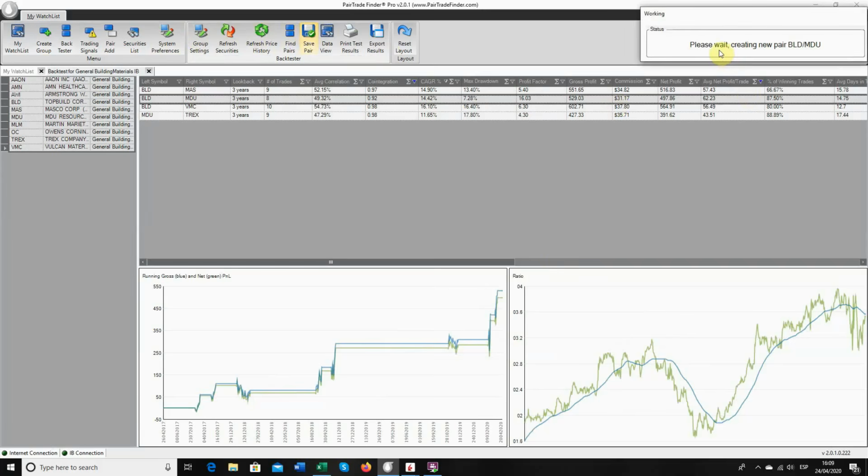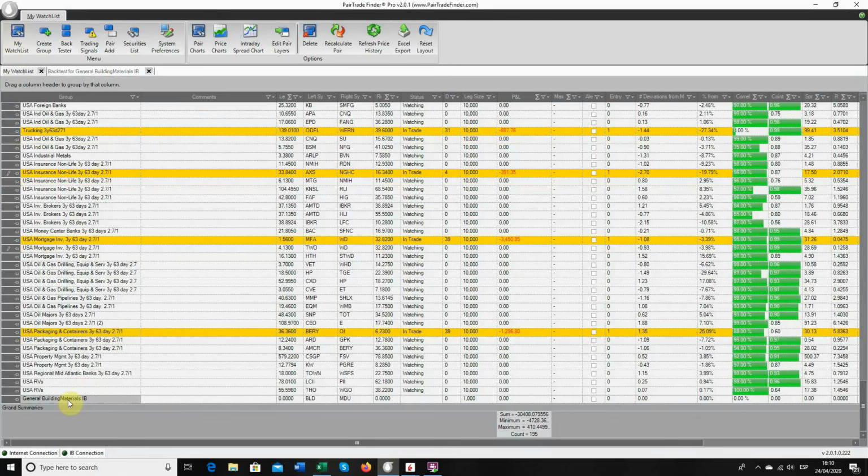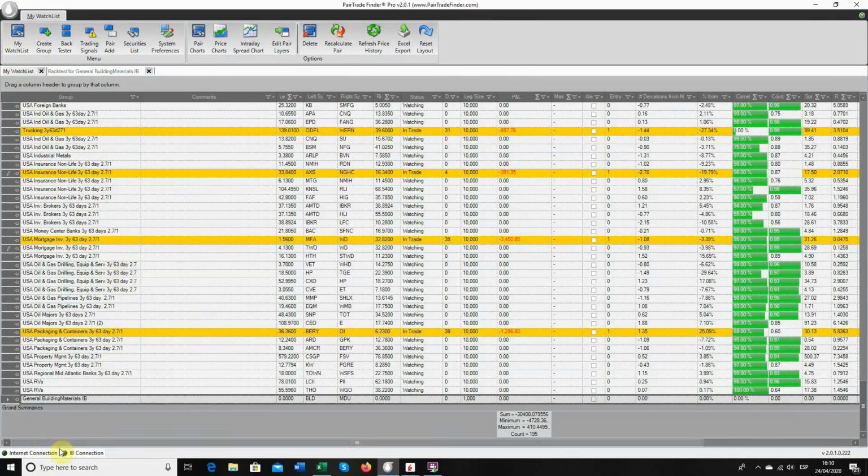And PairTrade Finder Pro is now taking this high probability, great looking pair to trade and putting it on your watch list. And you can see it right here. And you can study it further. You can go into fundamentals. You can look at pair charts, decide if it's what you really want to trade and whether the fundamentals justify you trading it. But we're not going to do that today. I'm going to show you how we would semi-auto trade this when a trading signal comes up.